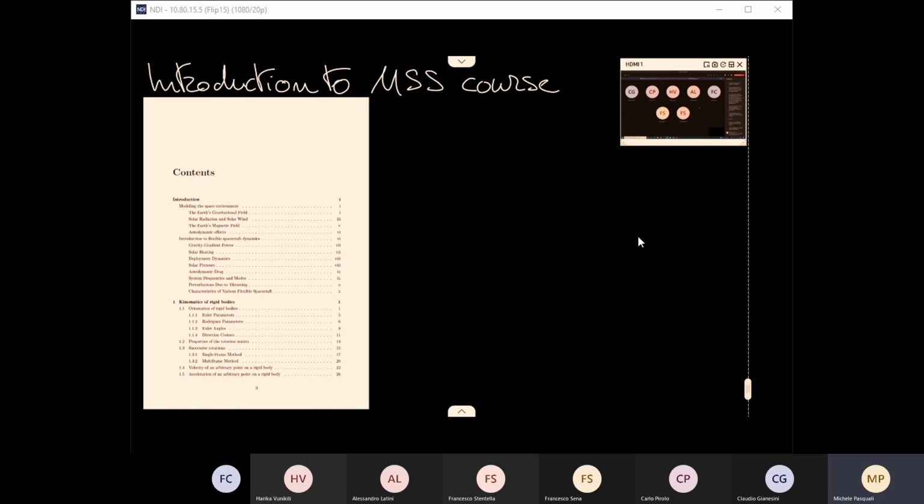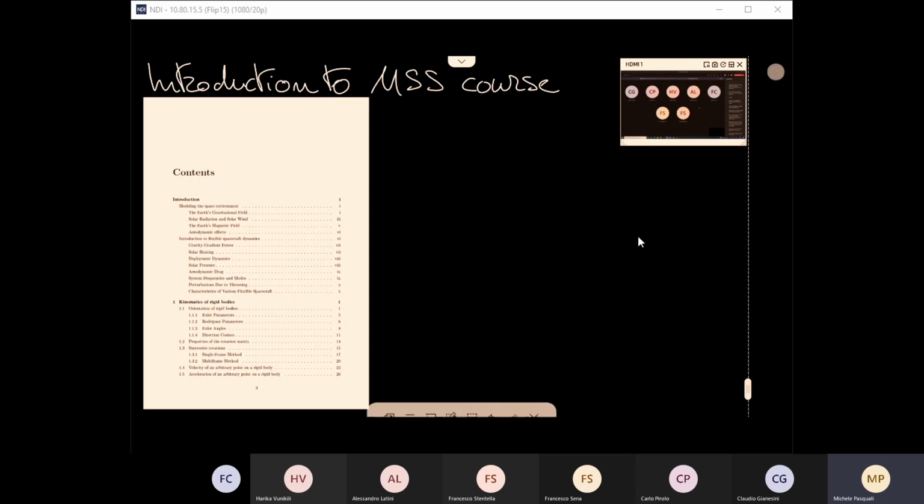Then we will proceed to start with the kinematic description of rigid bodies. So we'll deal with rigid bodies first, and we will see how we can describe the position and orientation of these bodies in the 3D space, how each point can be univocally identified and described. So this is, let's say, the first part.